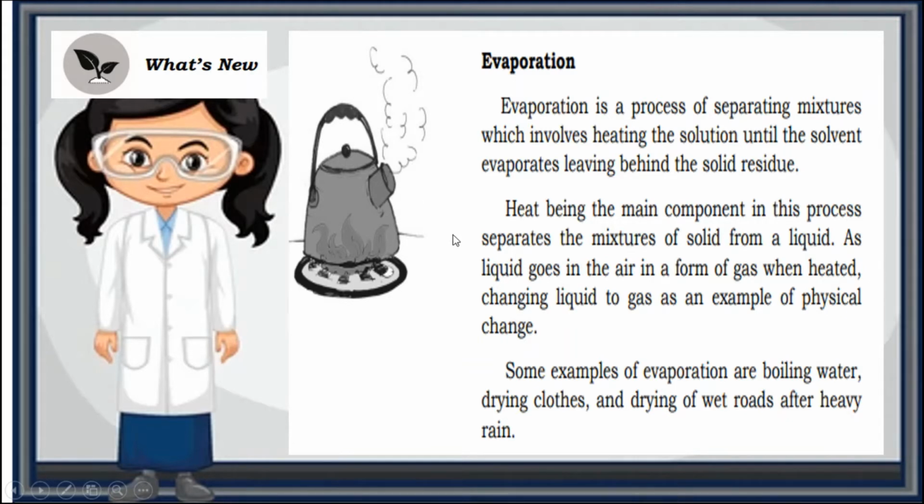Heat being the main component in this process separates the mixtures of solid from a liquid. As a liquid goes in the air in a form of gas when heated, changing liquid to gas is an example of physical change. Some examples of evaporation are boiling water, drying clothes, and drying of wet roads after heavy rain.